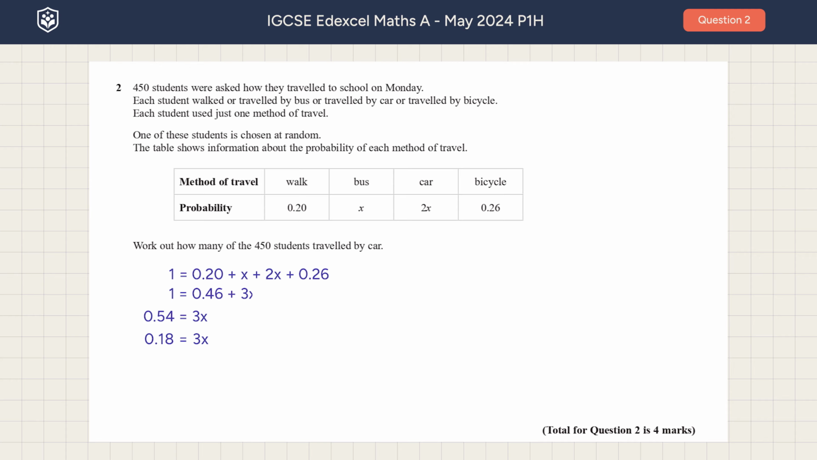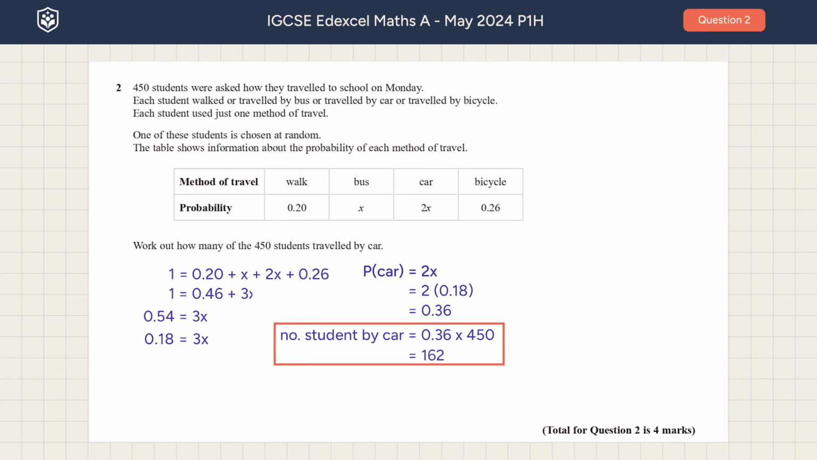Therefore, x equals 0.18. Now that we have the value of x, we can put that into the probability of car, which was 2x, which equals 2 times 0.18, which is 0.36. However, this is only the probability, so we have to multiply 0.36 by the total number of students, which was 450, to get the final answer of 162 students who went to school by car.